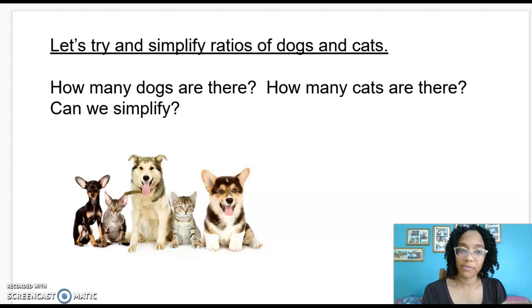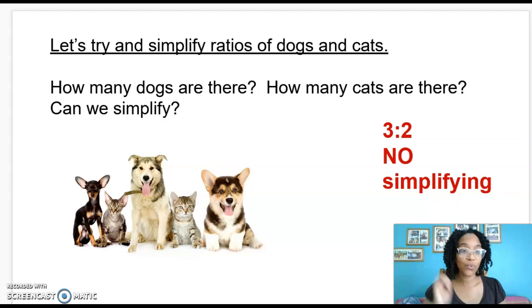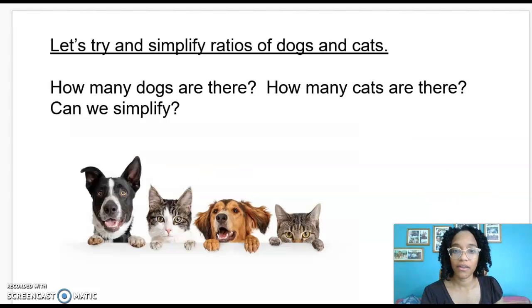How many dogs are there in this picture? How many cats are there? Can we simplify? Well, in this picture, there are 3 dogs and 2 cats. So we cannot simplify because we can't find them on the same times table. Their greatest common factor is just 1. So that doesn't help us when we're trying to simplify.